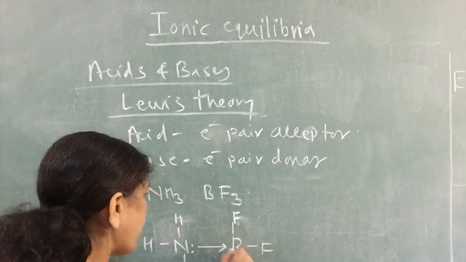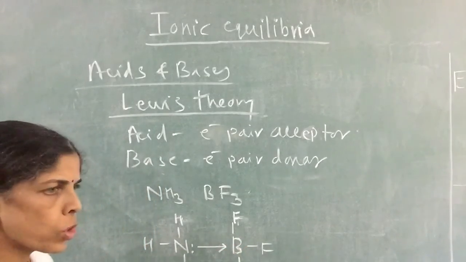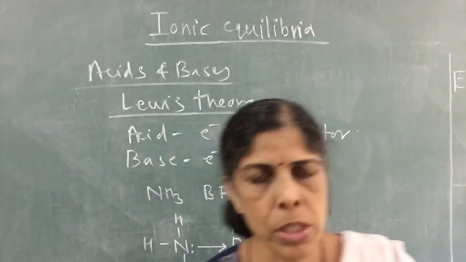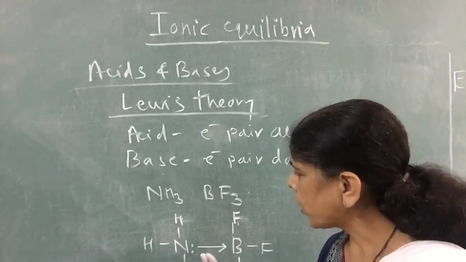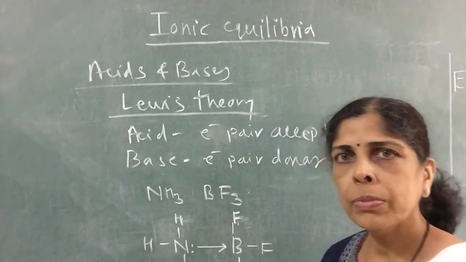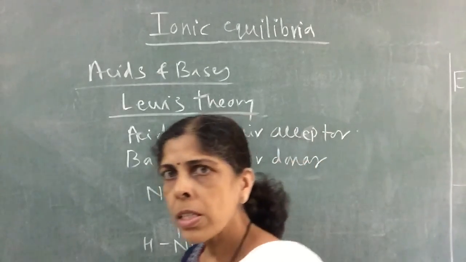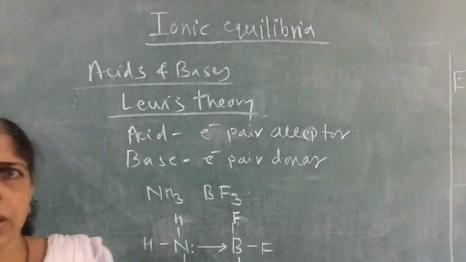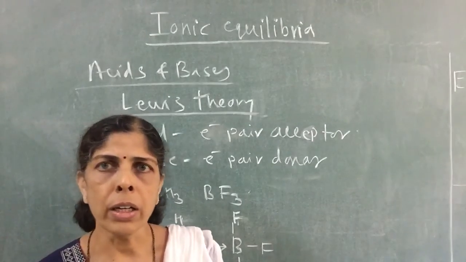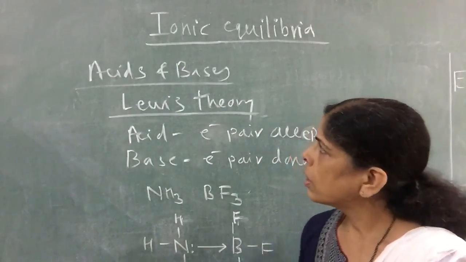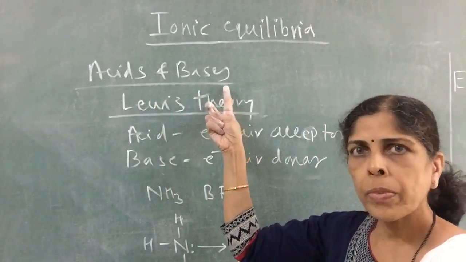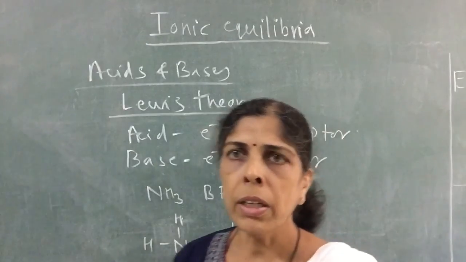Such a bond is not actually an ionic bond, and not actually a covalent bond either. The shared electron pair comes only from one atom, that is a coordinate covalent bond. So these are the different theories which are given for explaining acids and bases, and we will proceed with the chapter in the next video.